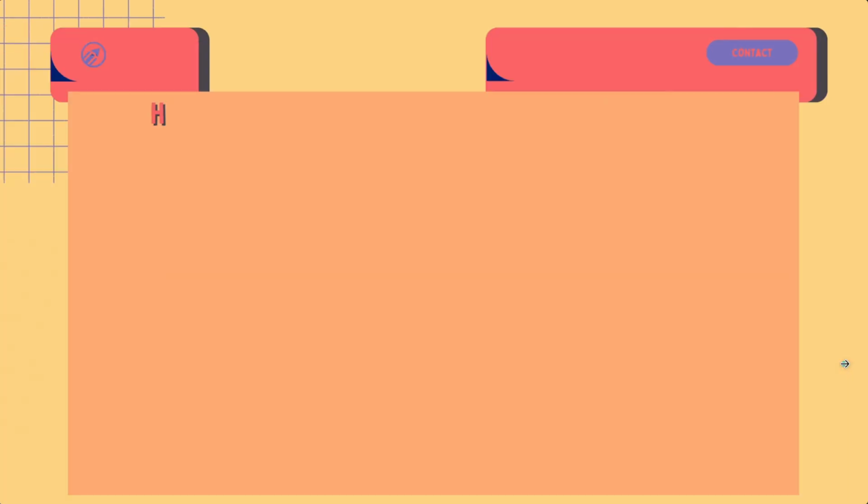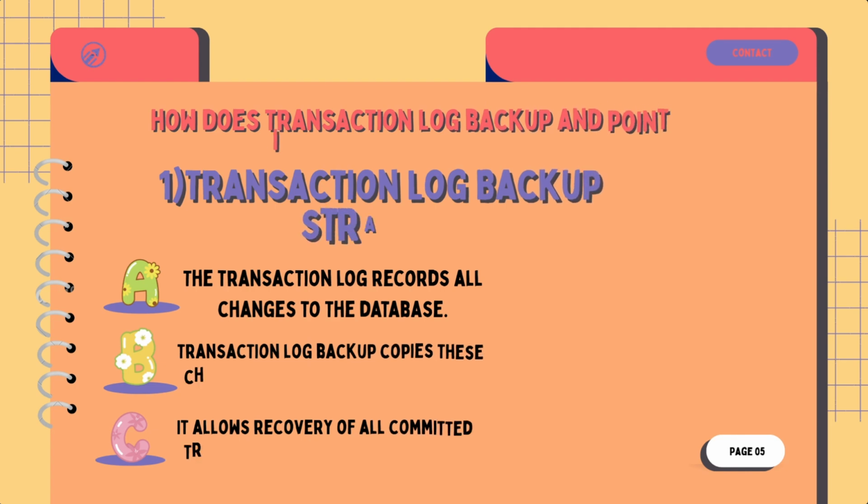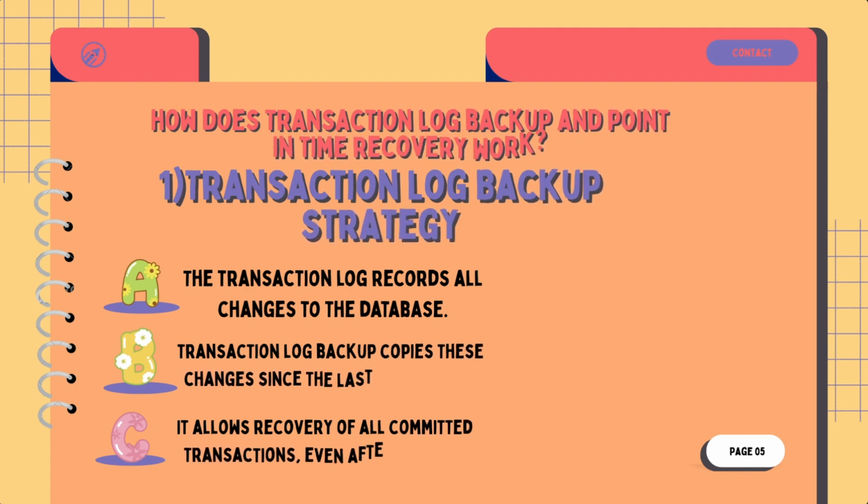So, how do transaction log backup and point-in-time recovery work? First is the transaction log backup strategy. The transaction log records all changes to the database. Second, the transaction log backup copies these changes since the last log backup. And third, it allows recovery of all committed transactions even after a crash.